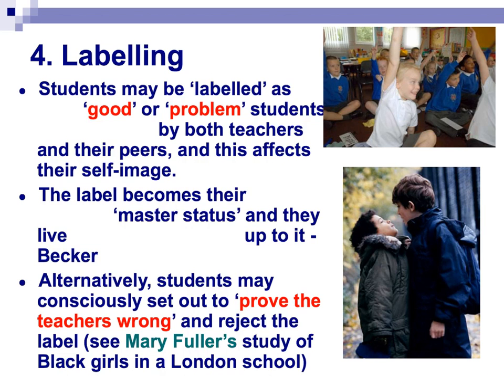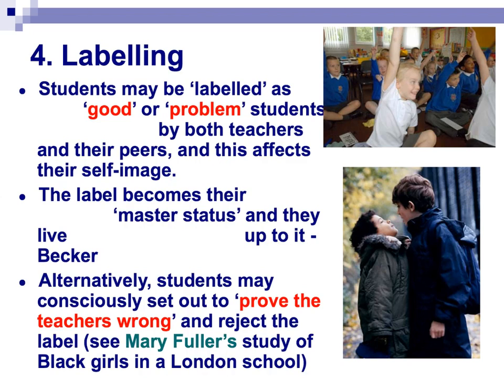Labelling is a process that you know loads about, so I'm not going to spend too much time on it. We know that students may get labelled as good or problem students by both teachers and their peers. This can affect their self-image and how they construct their self-image. A label can become a master status, and they can sometimes live up to it. That's a key Becker idea. As well as talking about labelling theory and the self-fulfilling prophecy, he also argued that labels can become master status, and it's the only way people will see them.